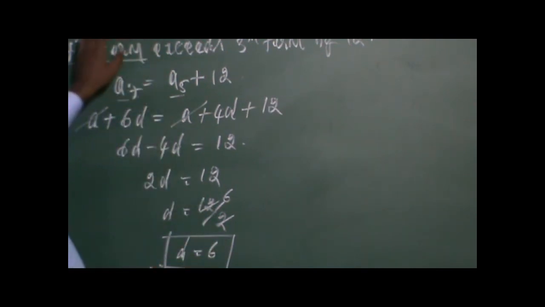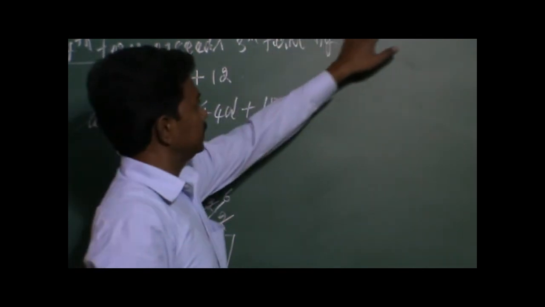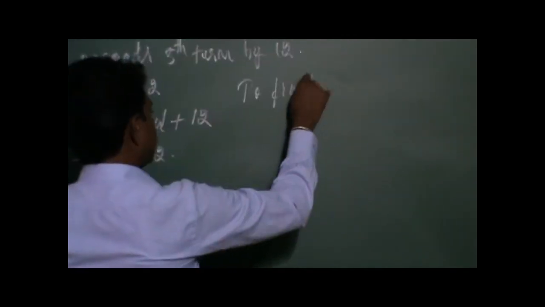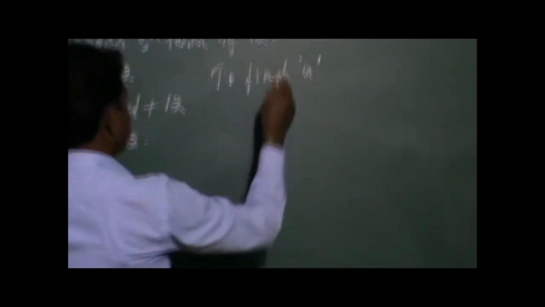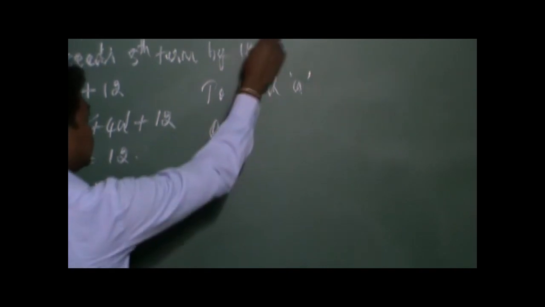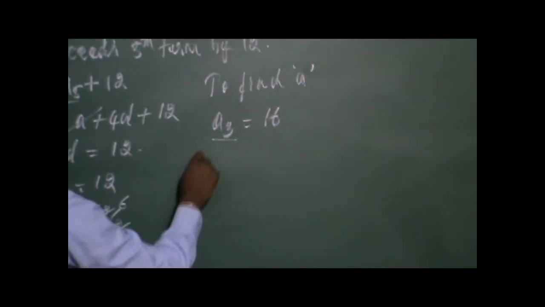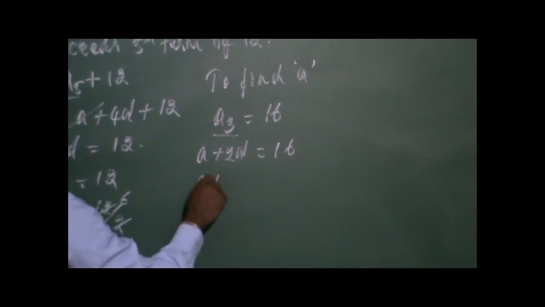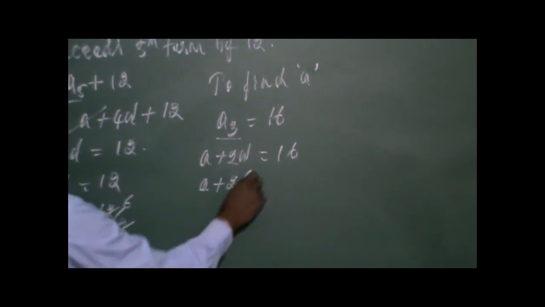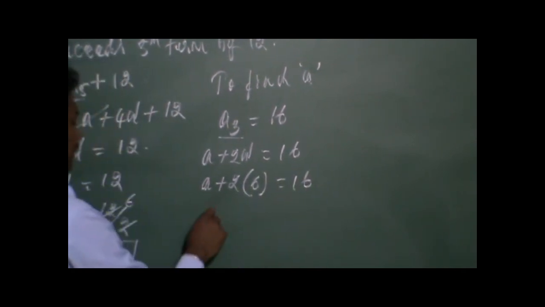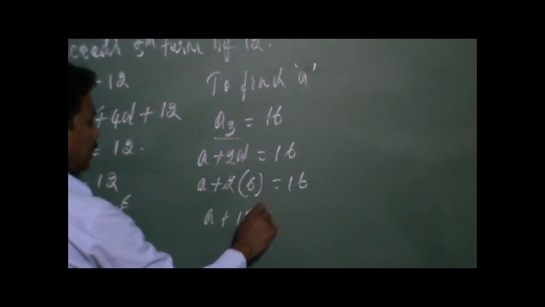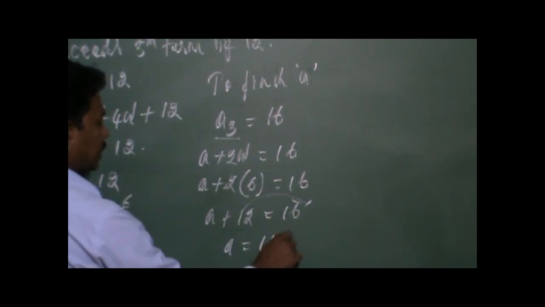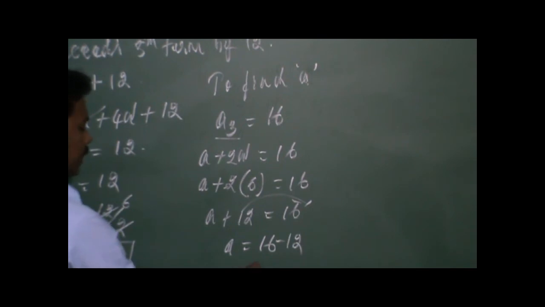It is given, determine the AP whose third term is 16. So to find a, write down the third term. A3 is 16. So define A3, it can be written as a plus 2d is equal to 16. A plus 2 into the d value 6 is equal to 16. A plus 2 sixes are 12 is equal to 16. A is equal to 16 plus 12 transposed to the RHS, that is minus 12. A is equal to 4.